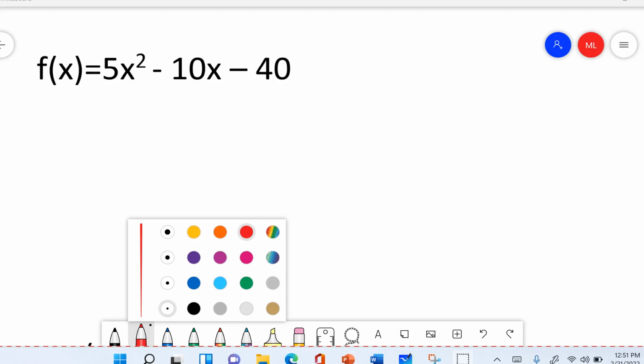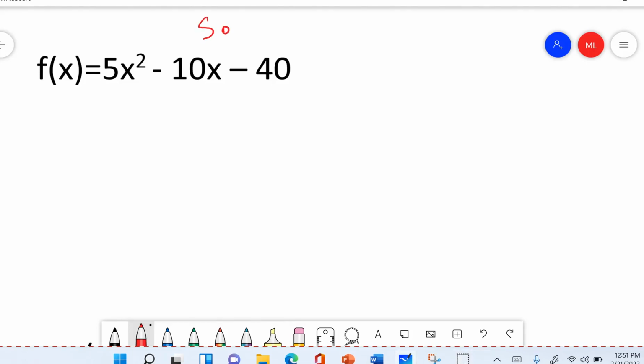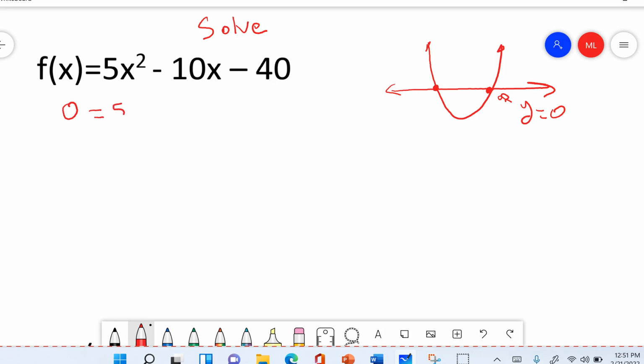Okay, we are going to be asked to find the solutions. So we are going to look for the points where my parabola crosses the x-axis. Any point on the x-axis, y is 0. F of x, remember, is a different name for y. So I need to make y 0. So 0 equals 5x squared minus 10x minus 40.